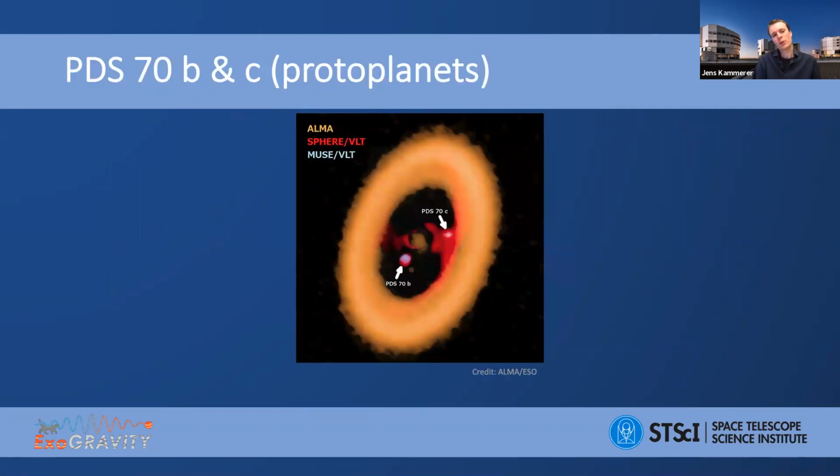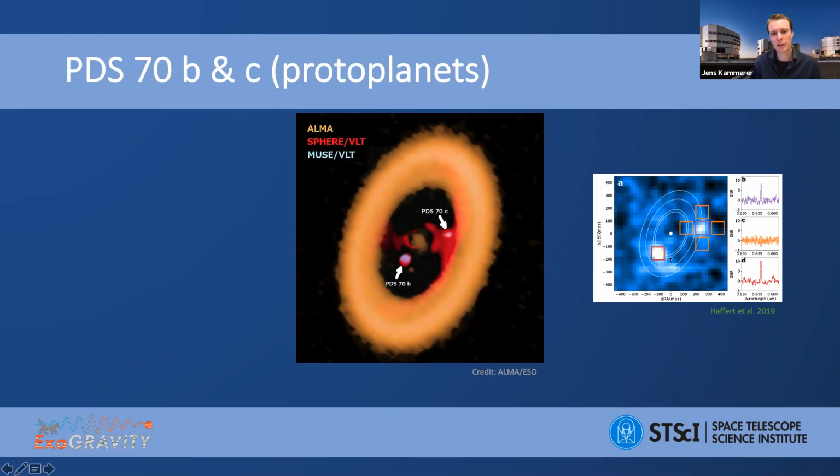And then we also could observe the PDS 70 b and c protoplanets. So this is a very exciting system also for planet formation, because it's probably the only system where we have an unambiguous detection of planets that are still in the process of formation. And you can here see this transitional disk imaged with ALMA, which has this large inner cavity where there are the PDS 70 b and c protoplanets, which have been carving out this cavity. And with MUSE, Haffert et al. have been finding some H-alpha emission towards those planets. So we believe that they're still actively accreting material from the circumstellar disk and are still in the process of being formed.